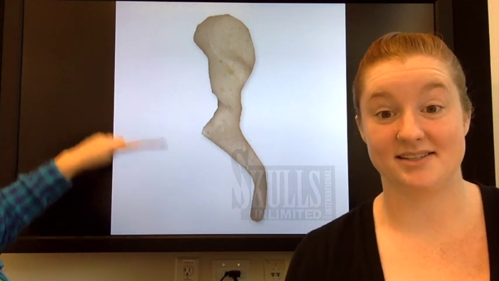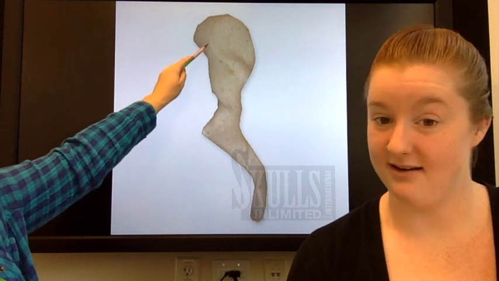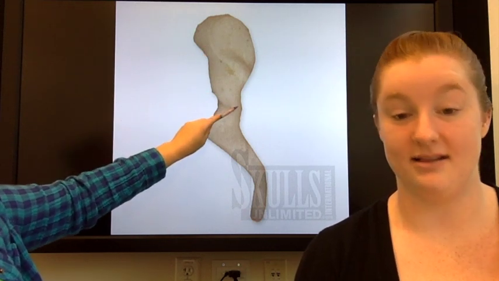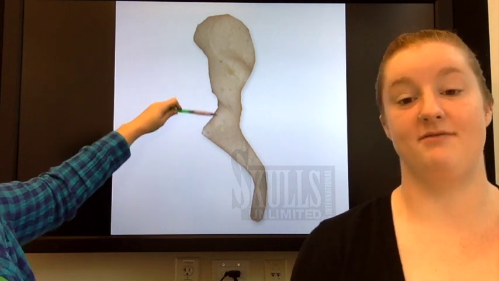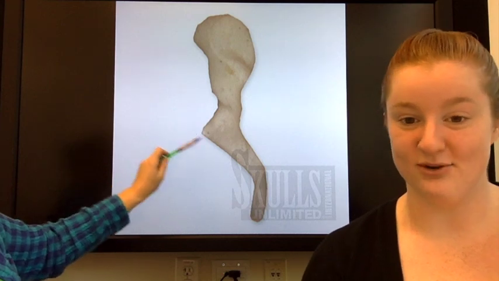This is the malleus. It is one of the 3 bones in the middle ear. First, we have the head of the malleus. Then we have the anterior process of the malleus. And then we have the neck of the malleus, the lateral process, and the manubrium.